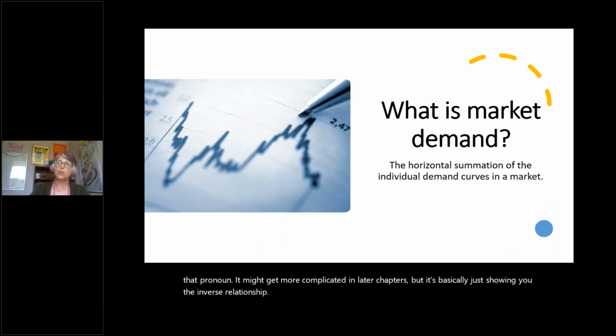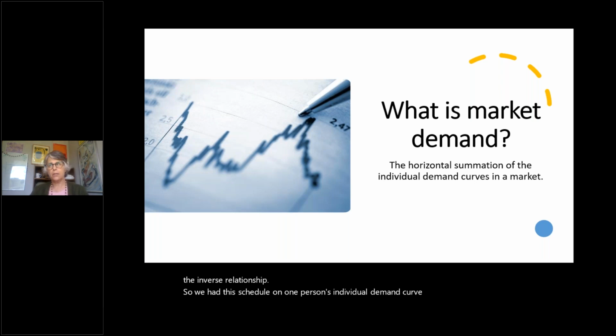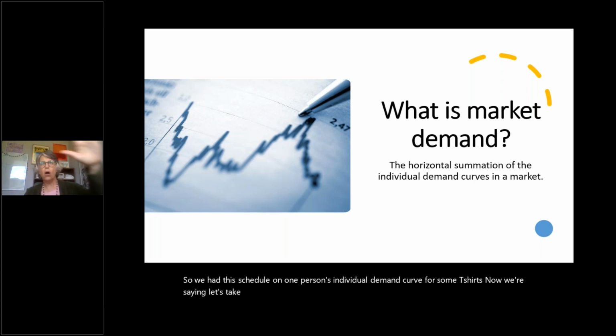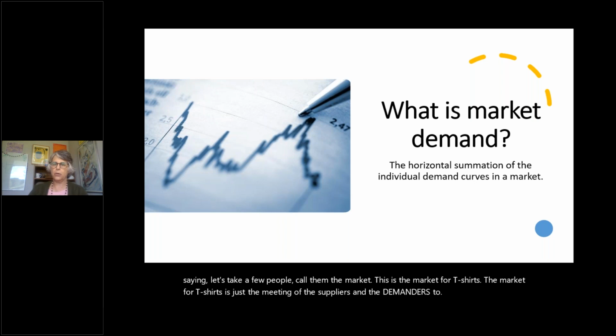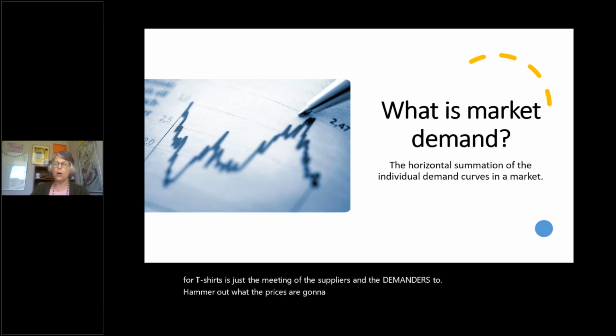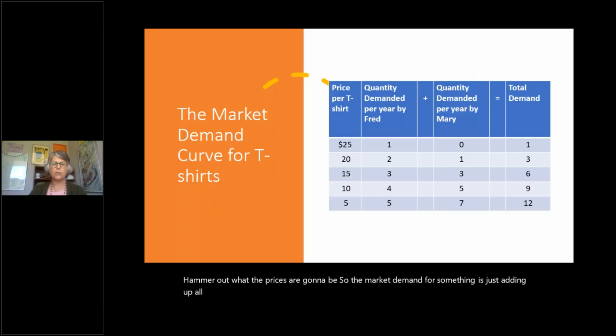So we had this schedule of one person's individual demand curve for t-shirts. Now we're saying, let's take a few people, we'll call them the market. This is the market for t-shirts. The market for t-shirts is just the meeting of the suppliers and the demanders to hammer out what the prices are going to be. So the market demand for something is just adding up all the individual demands.